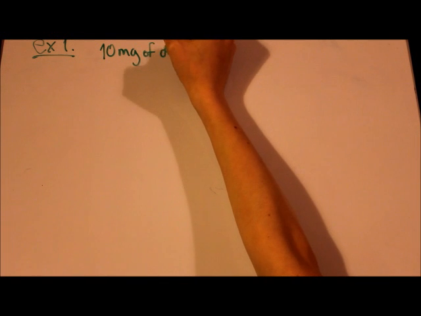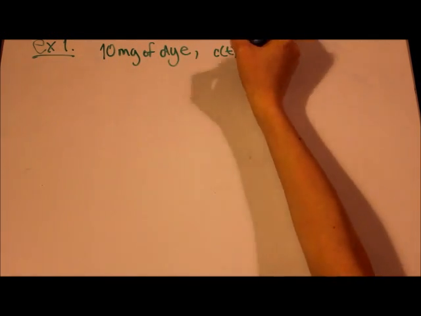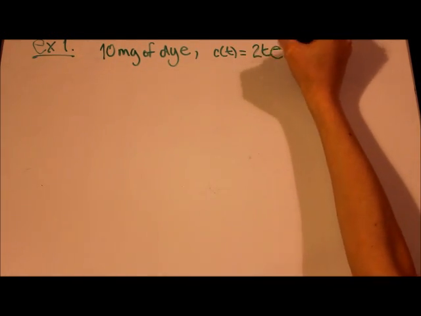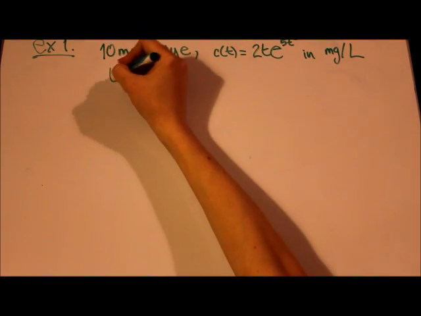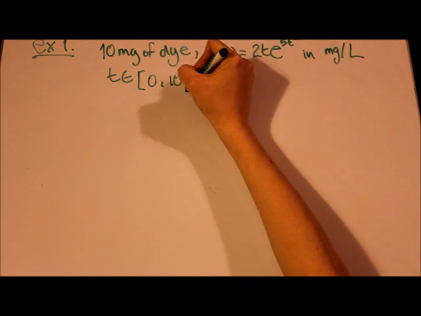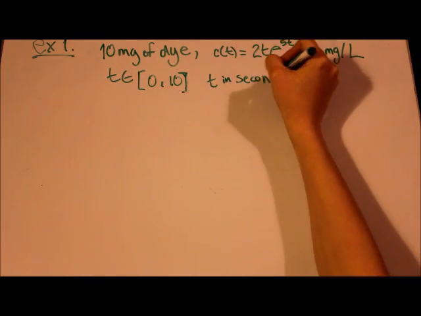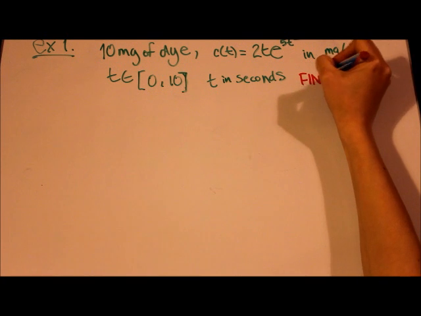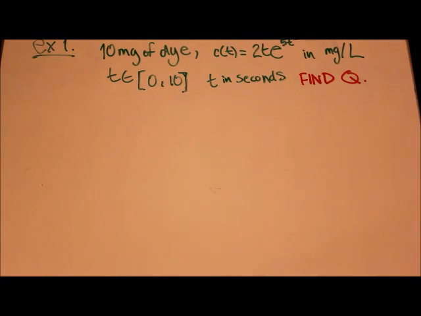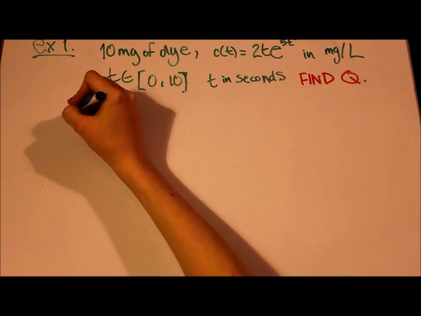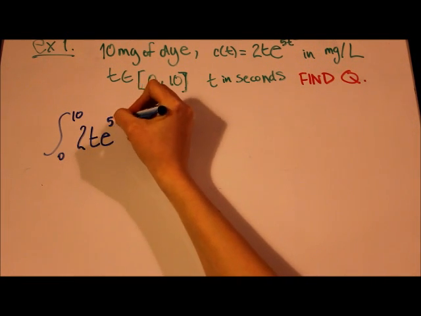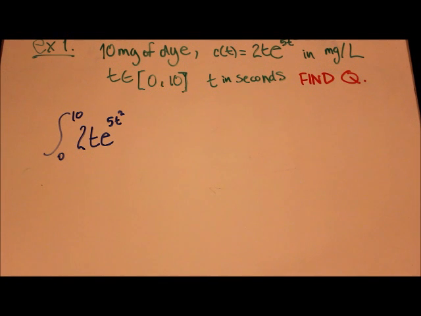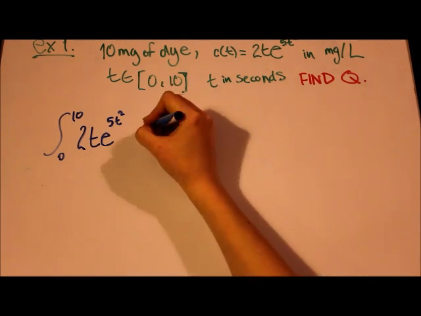Example 1. The dye dilution method is used to measure cardiac output using 10 milligrams of dye. The dye concentration in milligrams per liter is modeled by C(t) equals 2t e to the 5t squared, over the time interval 0 to 10 measured in seconds. Find the cardiac output. The first thing we do is set up the integral for dye concentration. It is a definite integral where t, or time, belongs to the interval 0 to 10. We can bring the 2 outside the integral and then solve the integral.